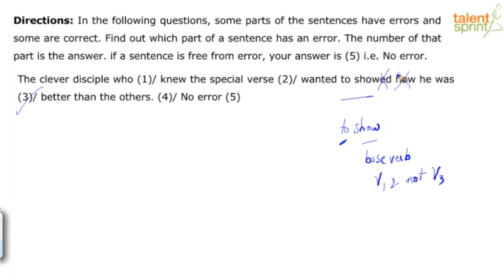The error is in part 3. Yeah, are you following? So most of you came back and said he, but he is the pronoun which is substituting the clever disciple. So that has to be there. The clever disciple, who as a relative pronoun, again is a match, right, relating to the clever disciple who knew the special verse, wanted to show he was better than the others. So that's fine. How is also not needed there. Error is in part 3.